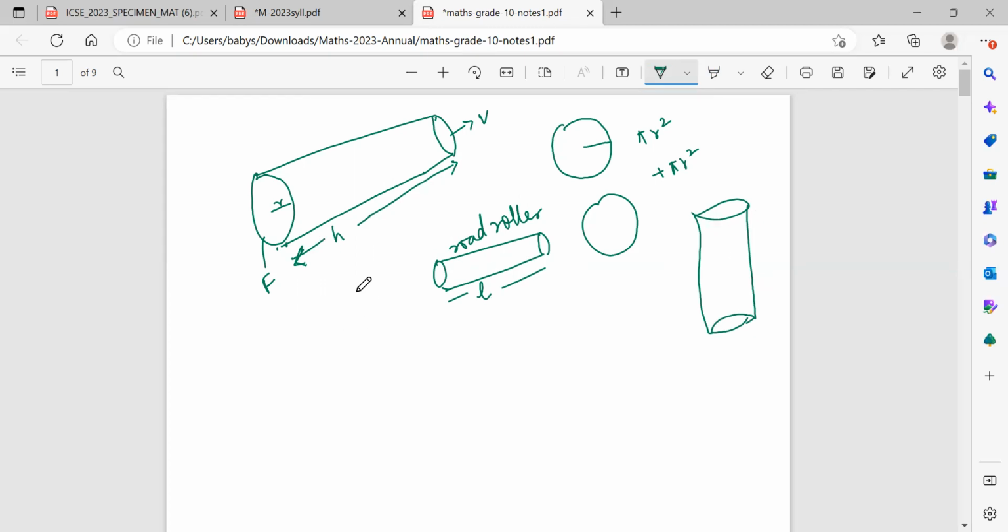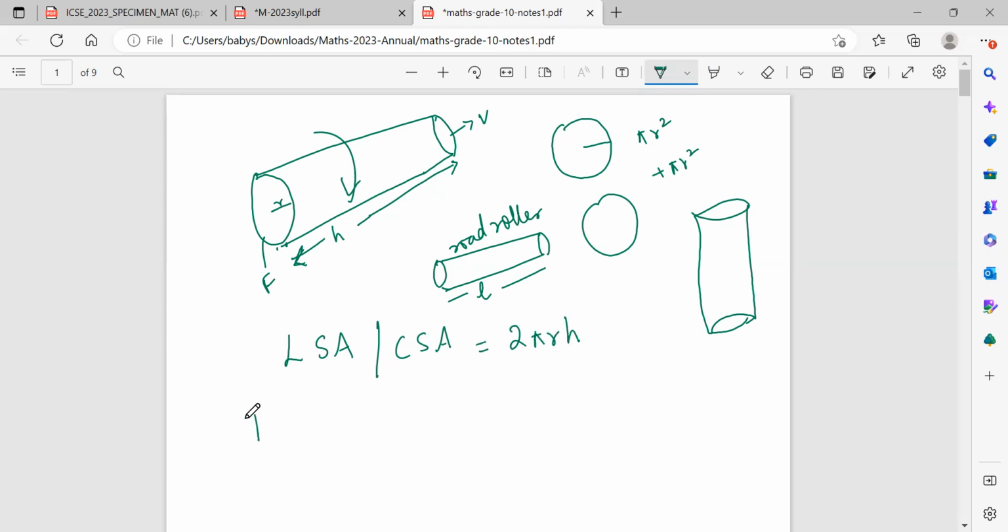So coming to the lateral surface area. Lateral means side, isn't it? Just the curved portion, the curved cylindrical portion. It's also called CSA because the cylinder has a curved surface area, right? The curved portion. So we're not talking of the cross section here. So CSA or LSA will be 2 pi r h. Here r is the radius of the cross section, h is the height.